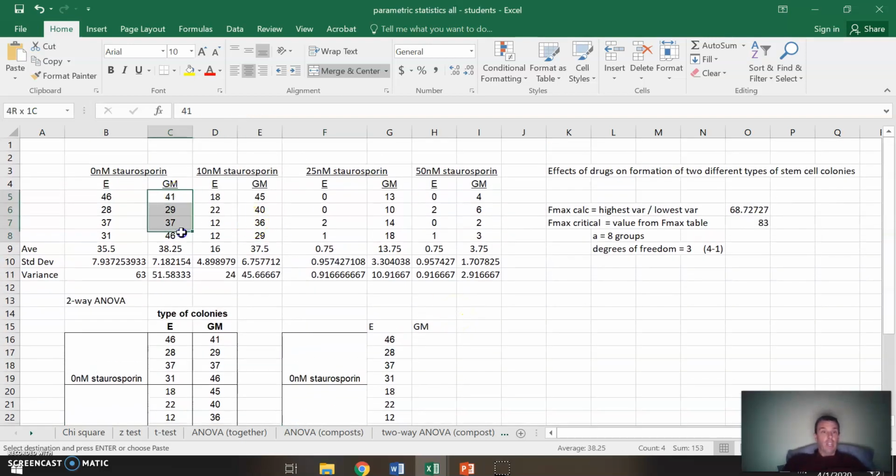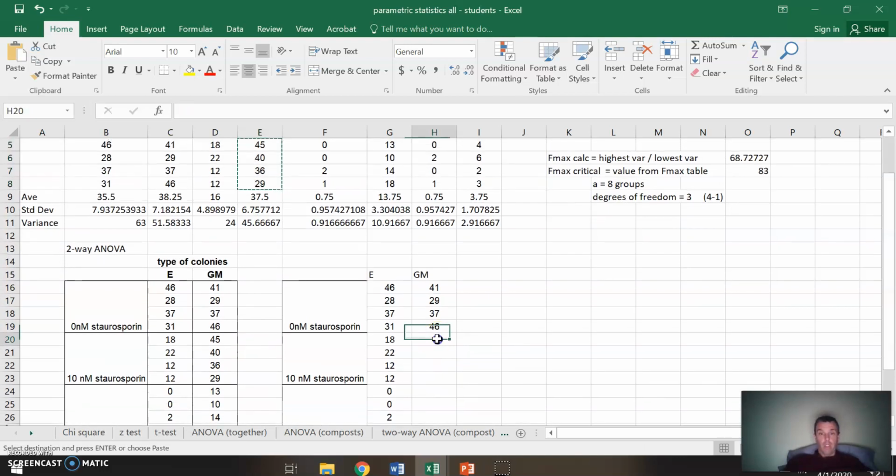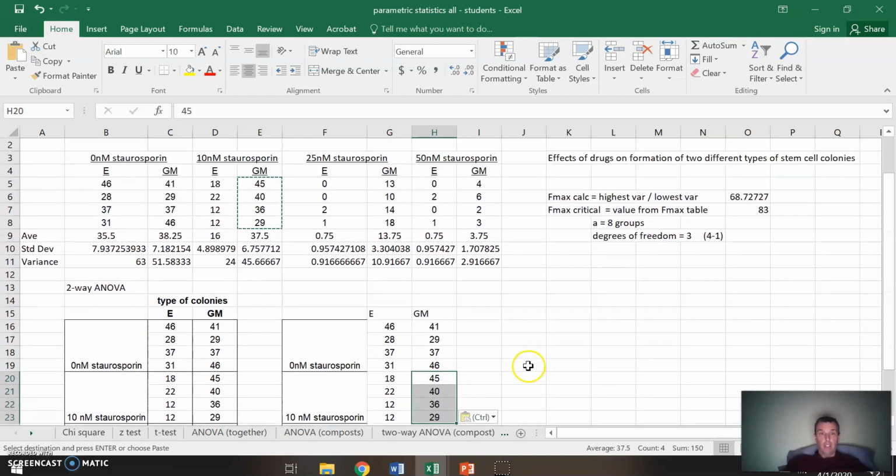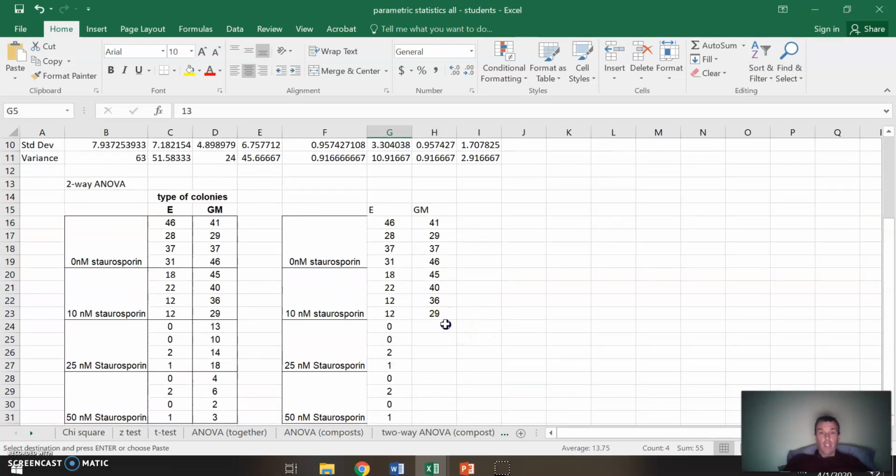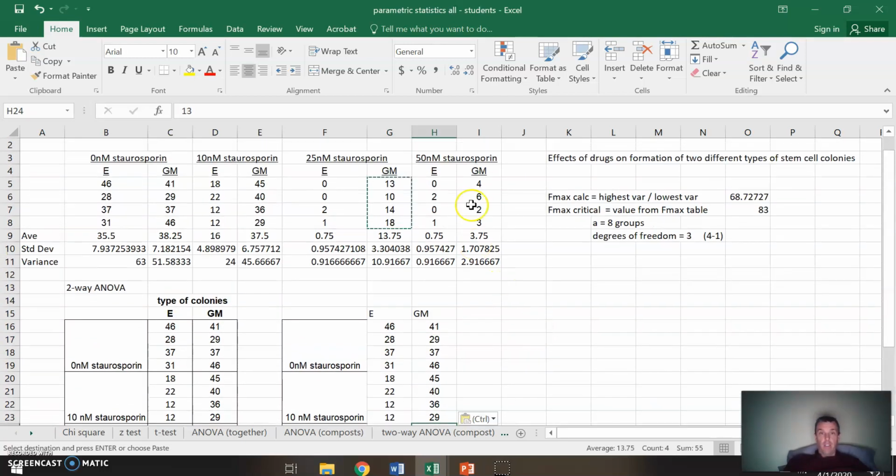All right, so now I can get my GM colonies, and again, they have to be stacked right on top of each other. So there's my 0 nanomolar staurosporin, so it has to be where those rows are at. And then I can get my next ones right underneath that. And then I can get my next ones right underneath that. And then finally my last ones right underneath that.